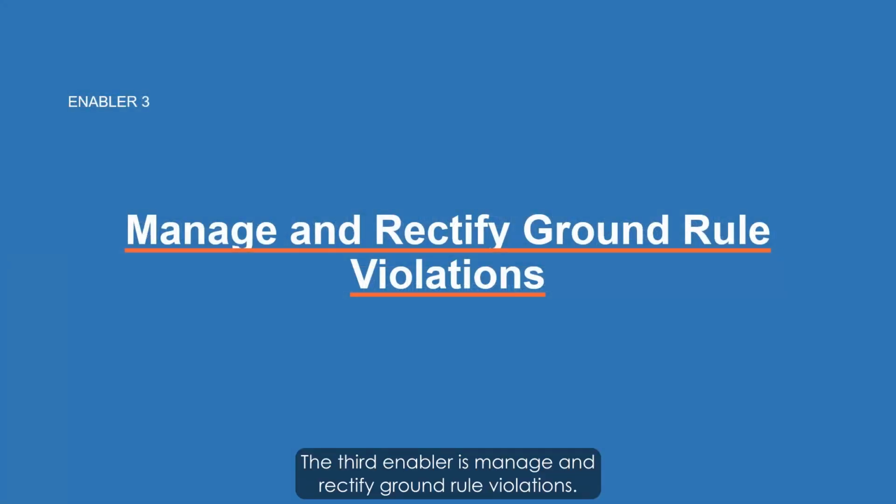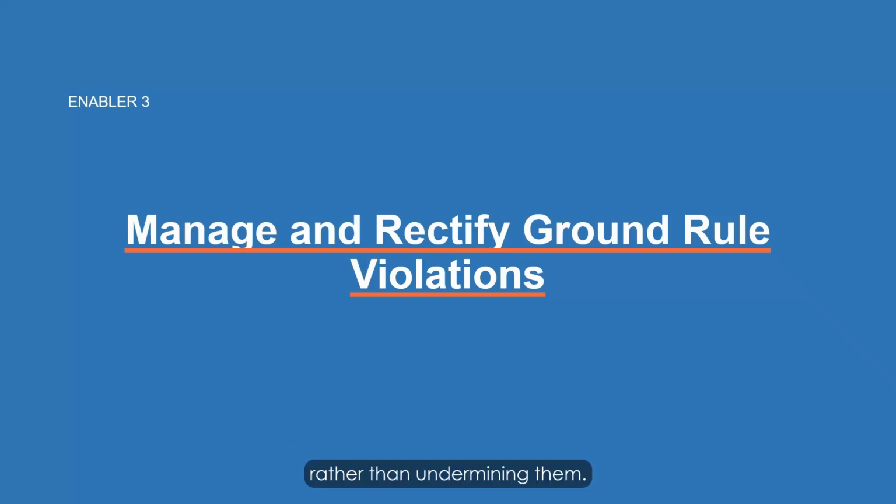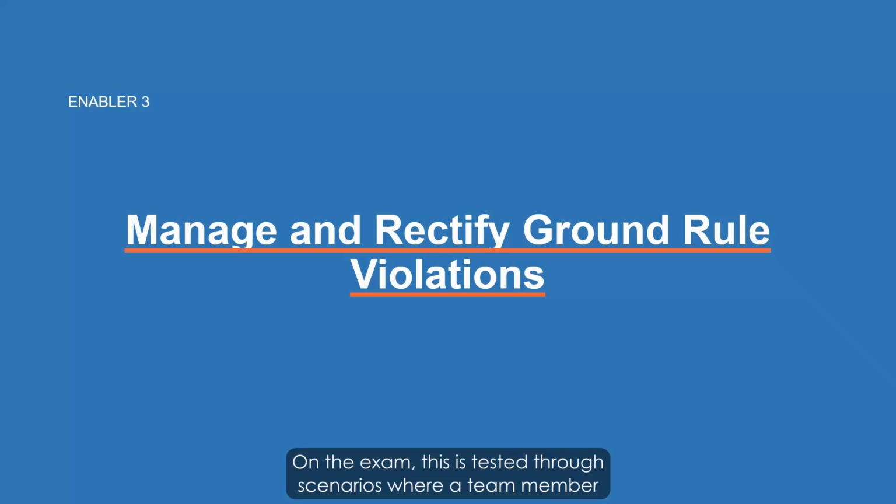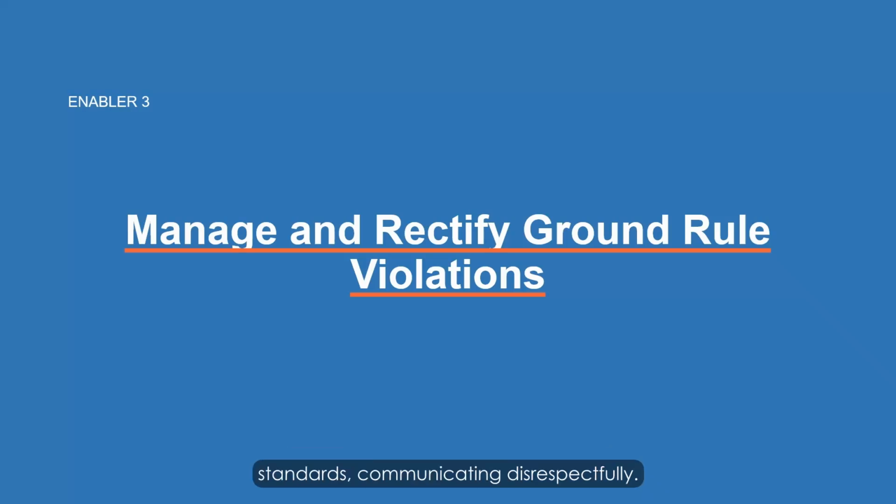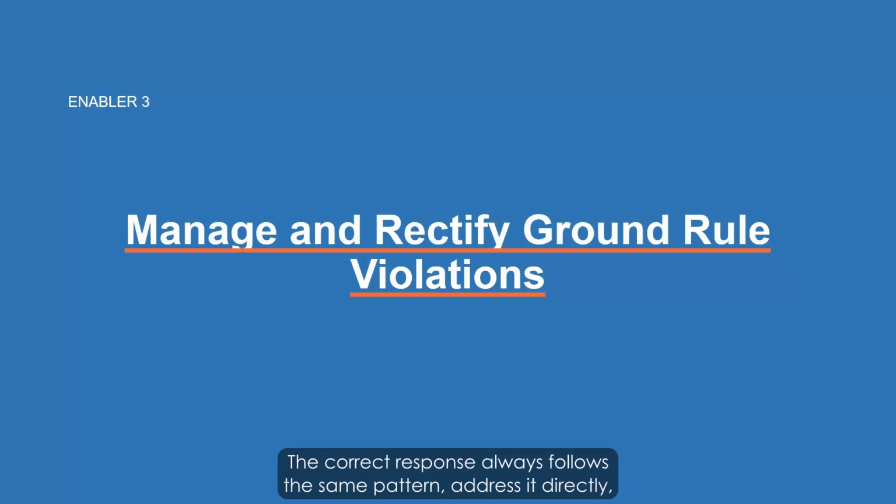The third enabler is manage and rectify ground rule violations. Even with the best ground rules, violations will happen, and the project manager must address them in a way that reinforces the rules rather than undermining them. On the exam, this is tested through scenarios where a team member repeatedly breaks an agreed norm, missing stand-ups, ignoring quality standards, communicating disrespectfully. The correct response always follows the same pattern.